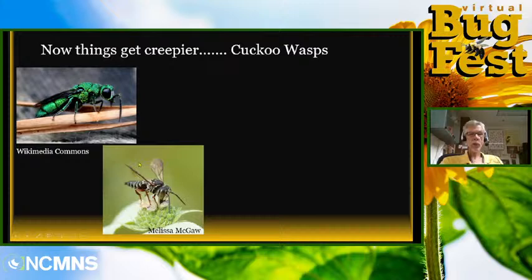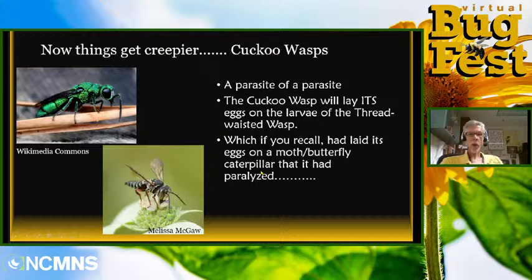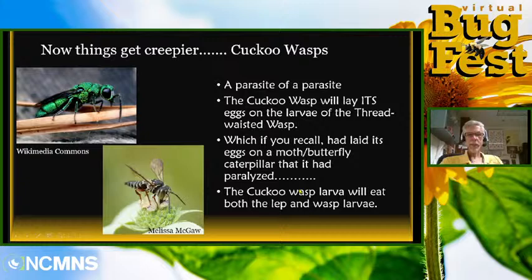And what they are is essentially a parasite of a parasite. So they lay their eggs on the larvae of the thread-waisted wasp, which I just got through showing you. So remember, the thread-waisted wasp is going to paralyze some caterpillars of a moth or butterfly. Now the cuckoo wasp comes along and it lays the egg inside of the thread-waisted wasp. And in this case, the cuckoo wasp larvae can feed on both the caterpillar of the butterfly or moth and the wasp larvae. And some studies have shown that a given species of cuckoo wasp will wait for the thread-waisted wasp to finish eating the lep. And then this wasp is big, and then the cuckoo wasp comes and eats the big thread-waisted wasp. So it's kind of like pre-digested, or what have you. So anyway, it's quite a world out there.